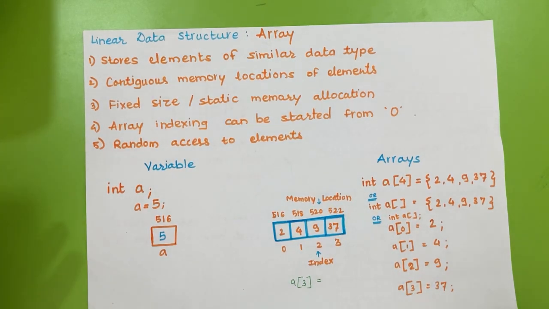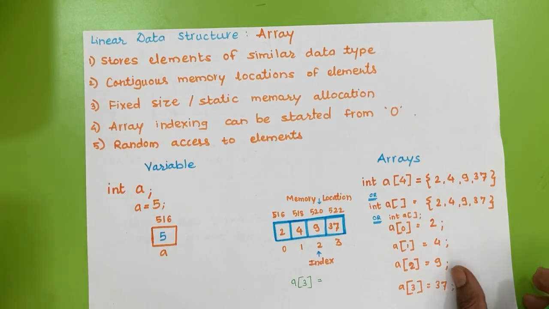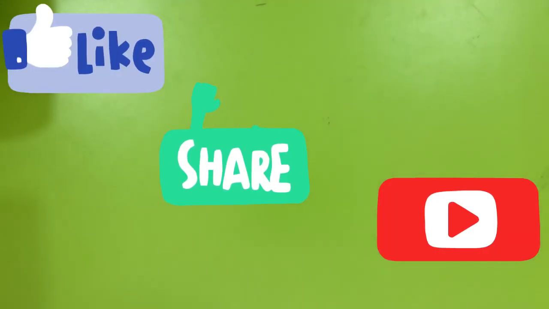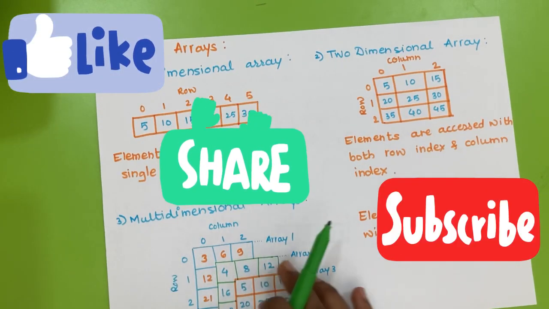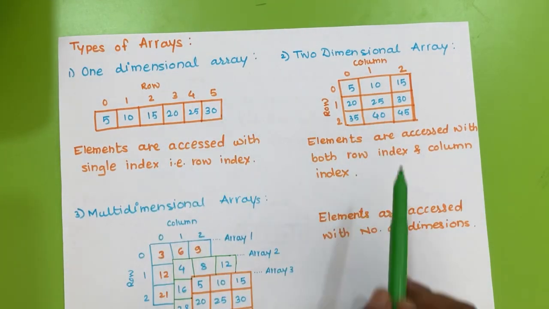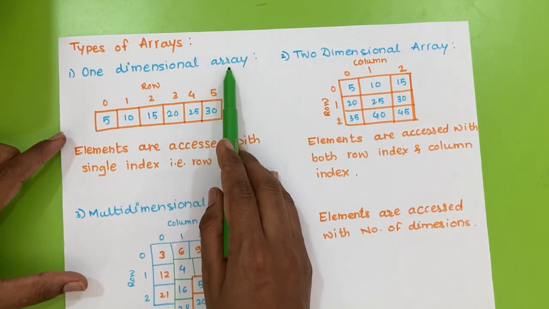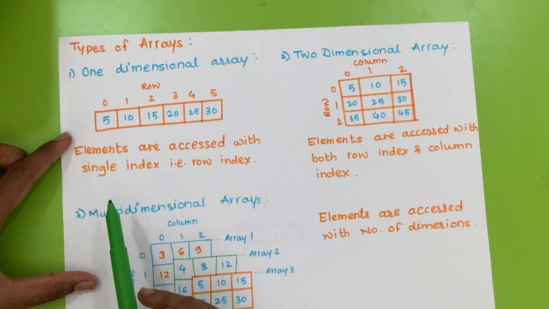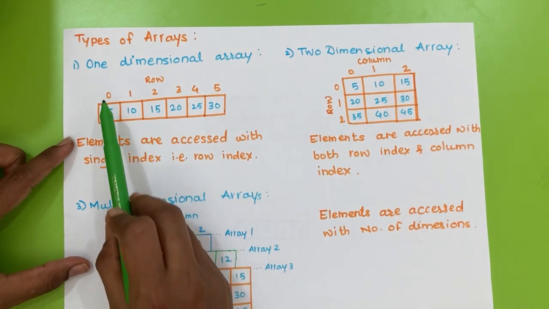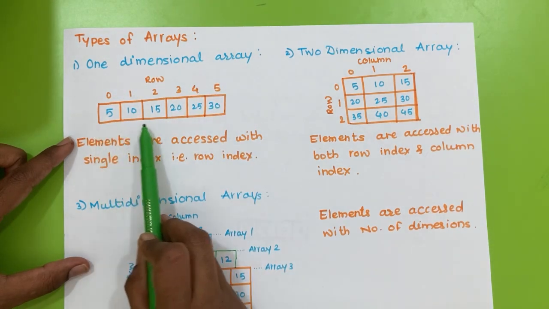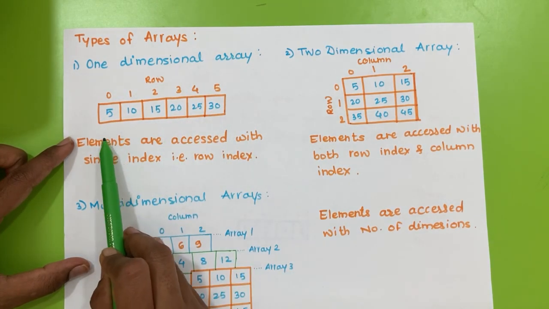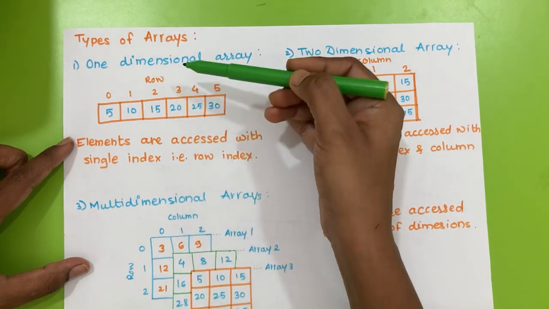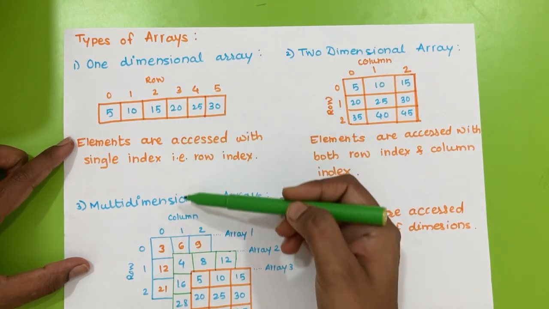Okay, so this was related to the introduction of arrays. Now we will see what the types of arrays are. So there are 3 types of arrays. First is the one dimensional array. In the case of arrays, as we have already discussed, that was related to the one dimensional array, means all the elements are present in a single row, or we can have a single column also.